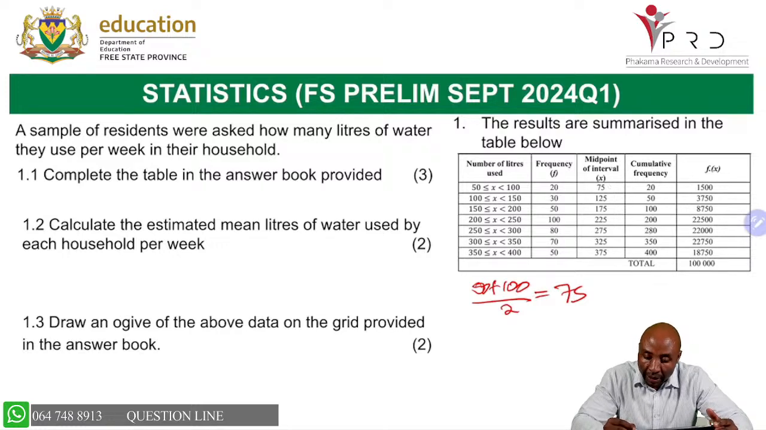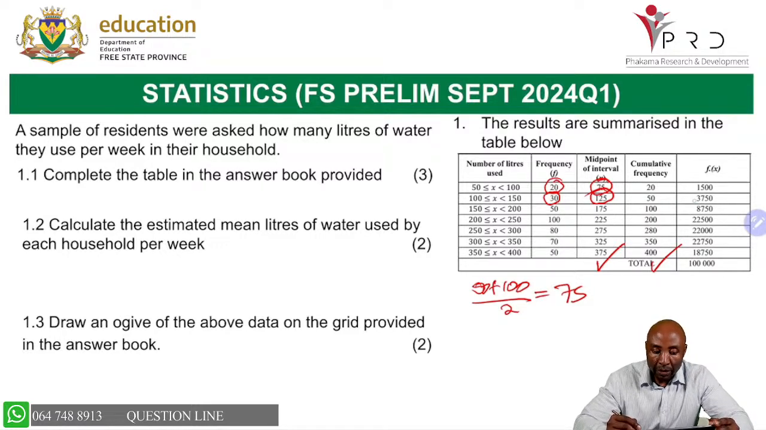So from there on, we'll get a mark for each of these midpoints. You get a mark for the cumulative frequency that you have there, and you get a mark for the column of the product between our midpoint and the frequency. Midpoint times the frequency, like that. So 30 times 125, it will give us that. So that's what we multiply.